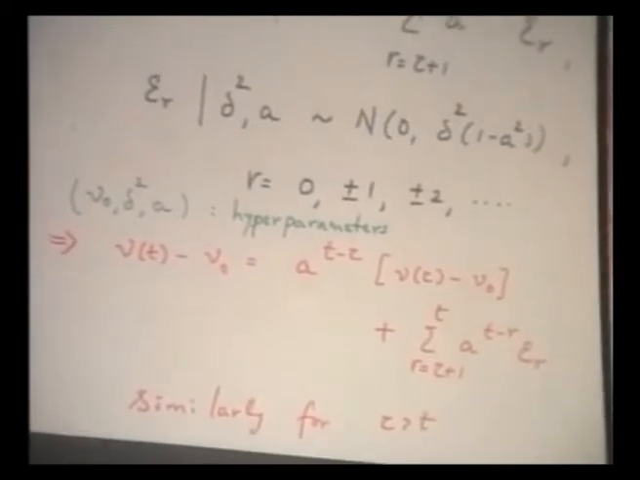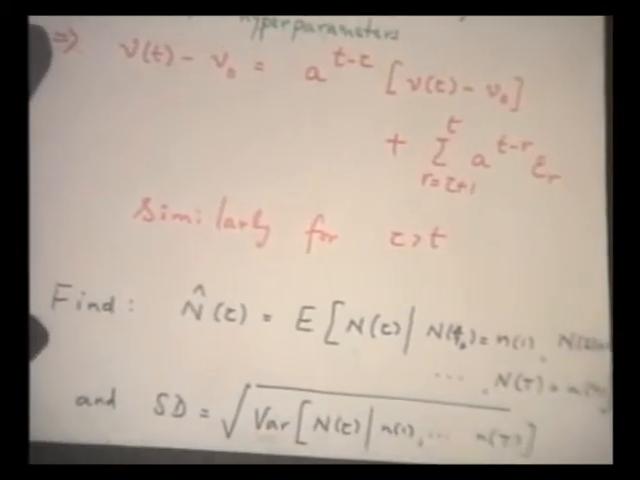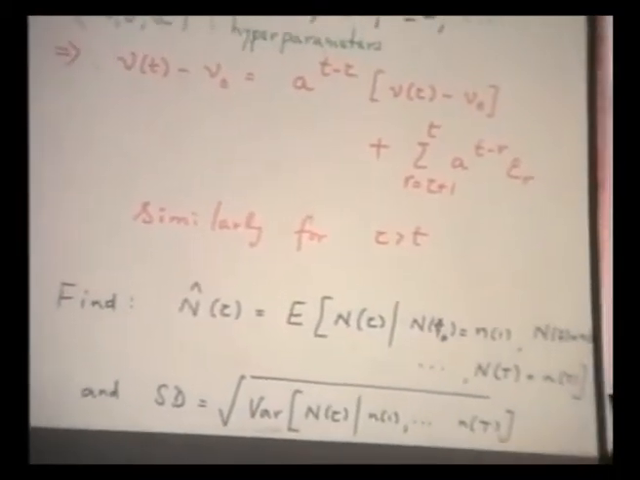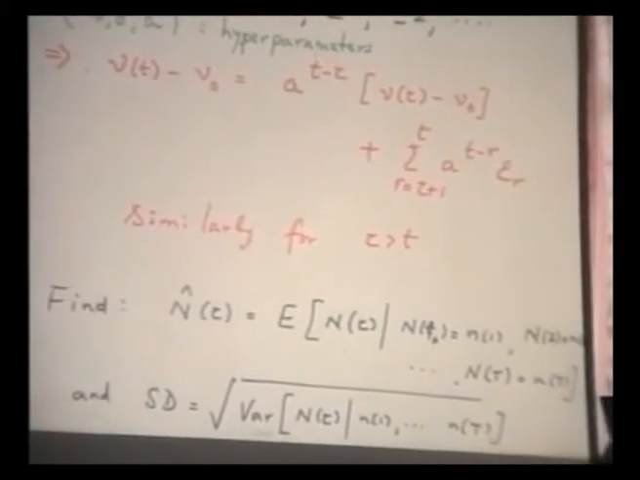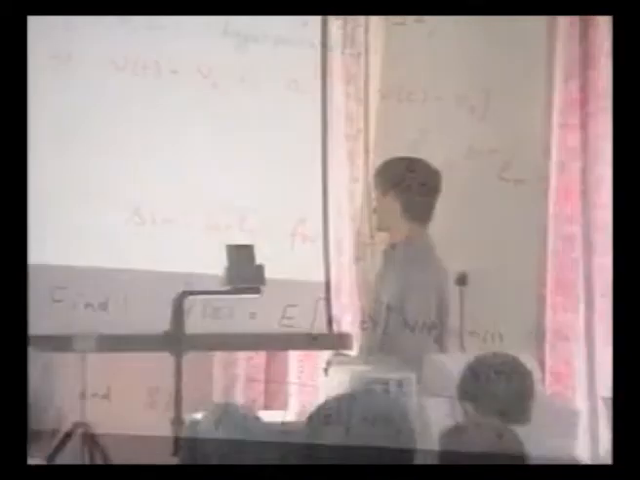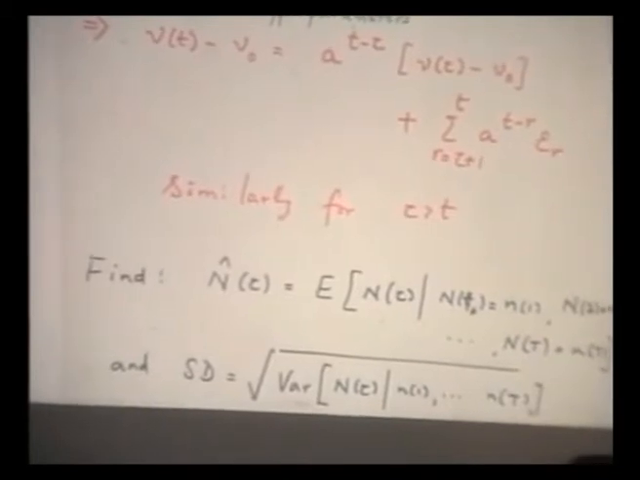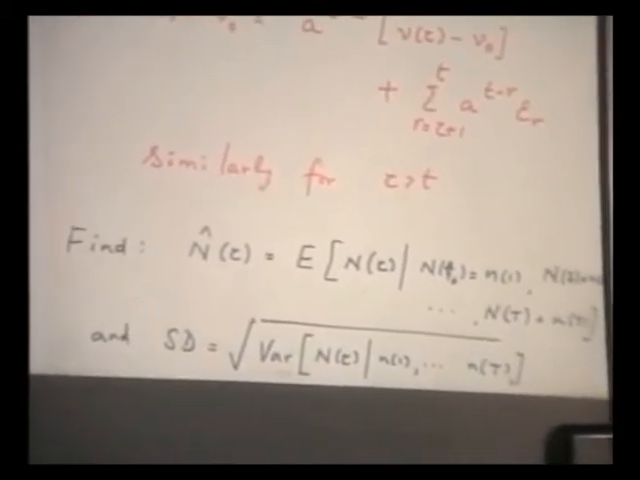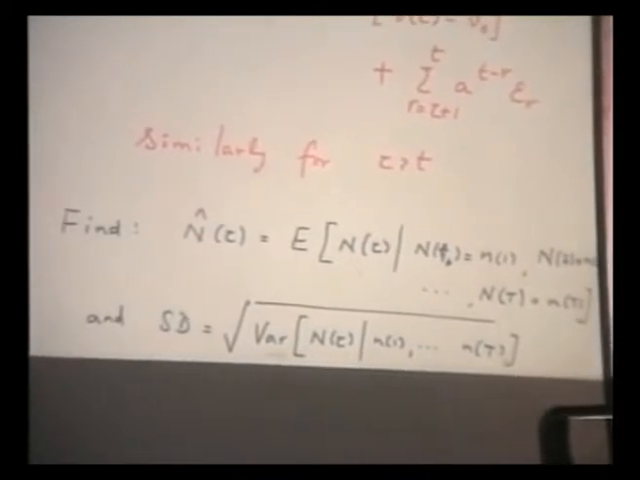Once that's given, I want to go ahead and find the estimates for n tau, for any tau, and that of course is going to be just the conditional expectation of n tau given the data, and a measure of error, which will be just the square root of the posterior variance. So that's what I want to do.